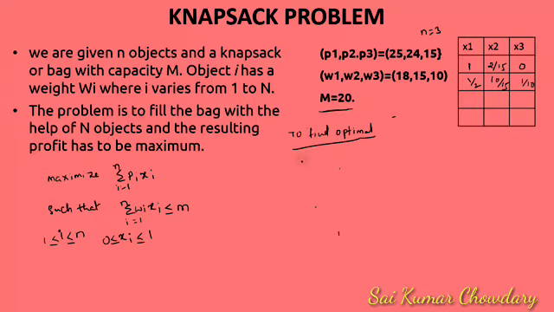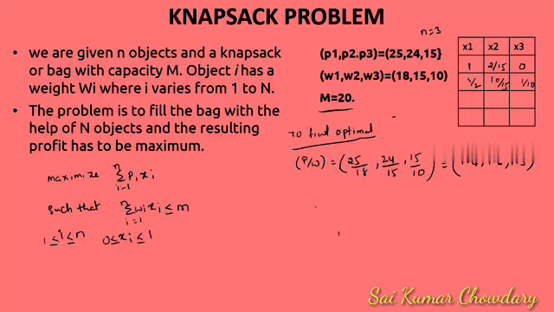To find the optimal solution, we have a procedure: first find the profit by weight ratio of each object. So like this, the P by W ratio you need to find. Profit by weight ratio: first object 25 by 18, second one 24 by 15, third one 15 by 10. The values are approximately: first one 1.4, second 1.6, third 1.5.